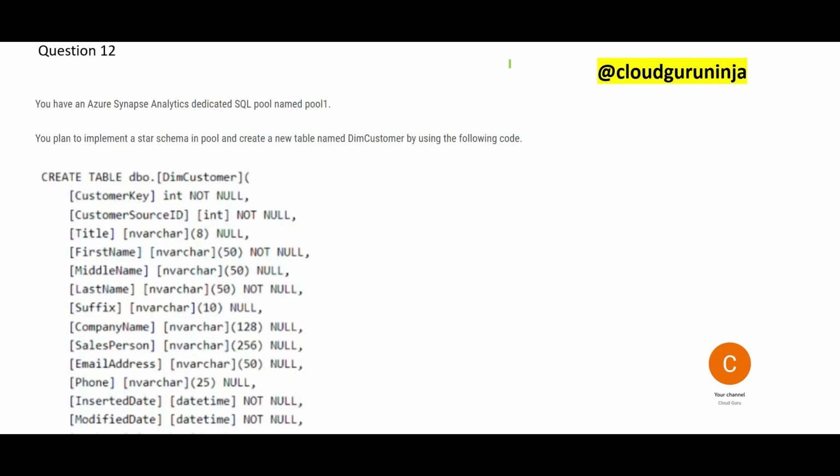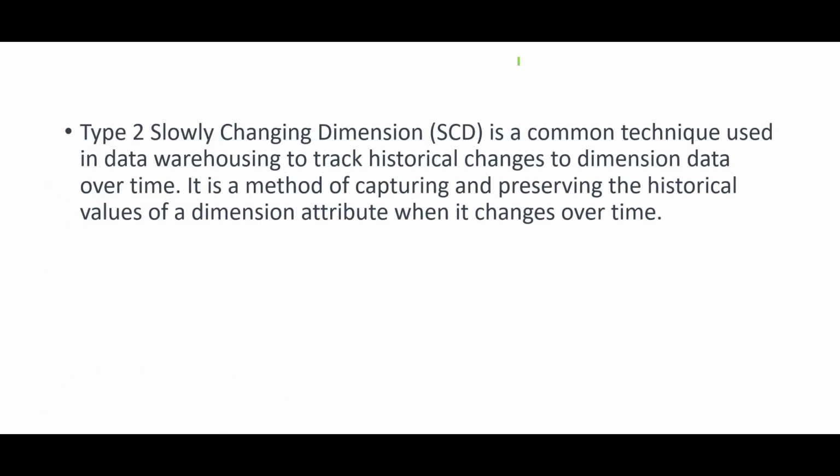See, this is a question on slowly changing dimension. First, let us look at what a slowly changing dimension is. This is a common technique in data warehousing to track historical changes. For example, you are a customer, you have an address. You had an address which is New York, and that got changed to New Jersey. In type 1 SCD, the same row will be updated. The New York address will be updated with the New Jersey address. You can never know what was the historical address.